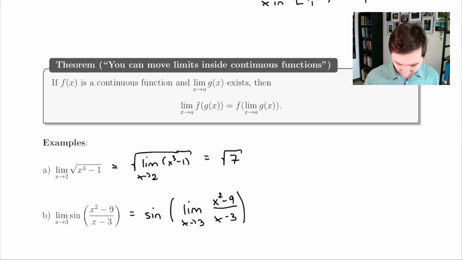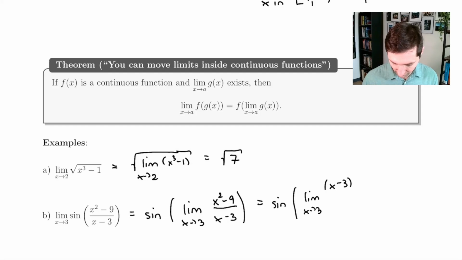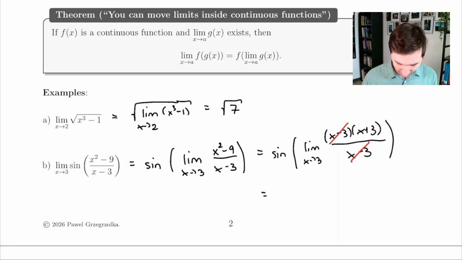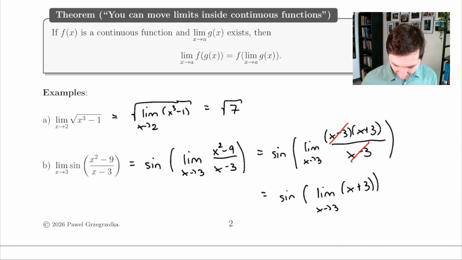To compute the limit inside, I apply algebraic manipulations. I factor the numerator, and I get the sine of the limit as x goes to 3 of x minus 3 times x plus 3 divided by x minus 3. Now, x minus 3 in the numerator and in the denominator divide out, which leaves me with sine of the limit of x plus 3. Now nothing is stopping me from plugging 3 into that polynomial, and I get sine of 6, which is my final answer.